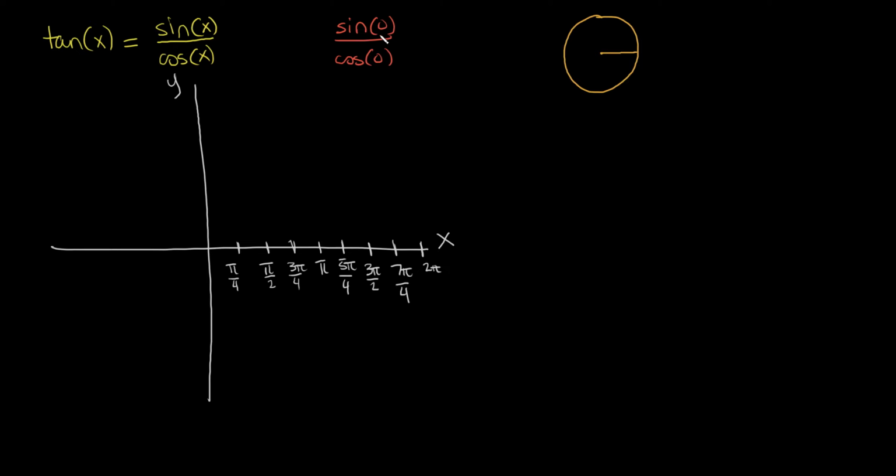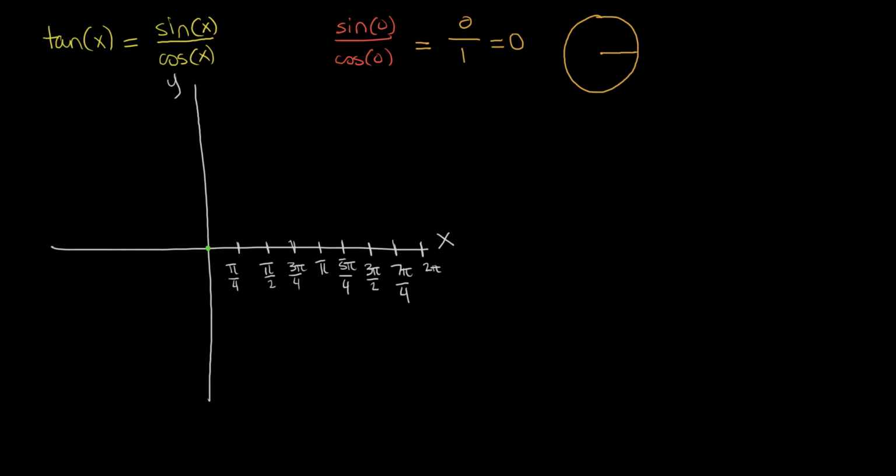So, the sine of 0 means what is the y position at 0 degrees? Well, clearly we've gone 0 up, so that's going to equal 0. And then the cosine of 0 is the x position at 0 degrees, which is 1. 0 divided by 1 is just 0. That means that the first point we're going to plot here is x of 0 makes y go to 0. What about pi over 4?